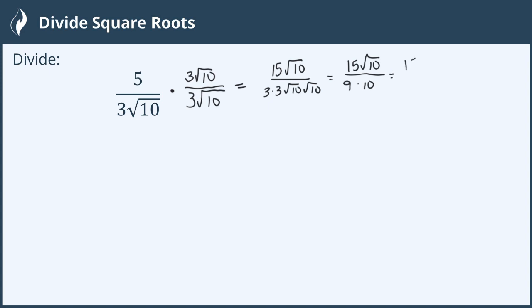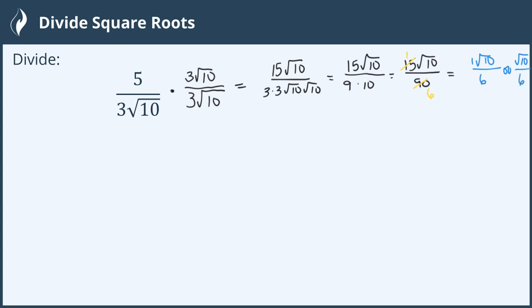So then we have 15 times the square root of 10 over 90. And the thing about doing it this way is you have a little more reducing. And then you have to figure out 15 goes into 15 once, and it goes into 90 6 times. So you wind up with your final answer as being 1 times the square root of 10 over 6, or you could write it as just the square root of 10 over 6.